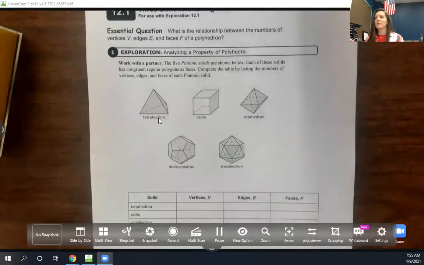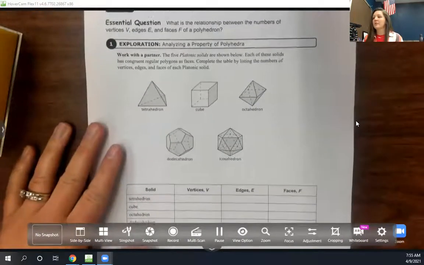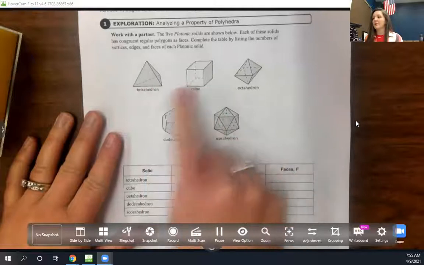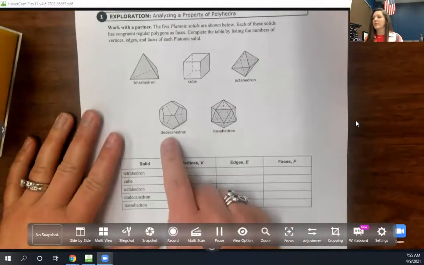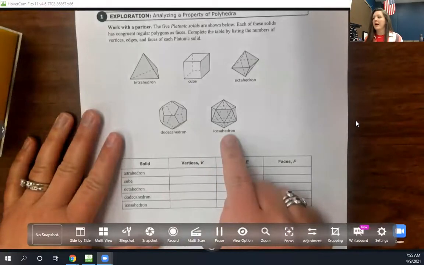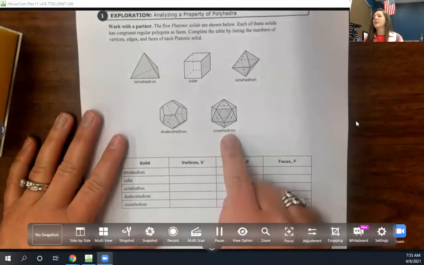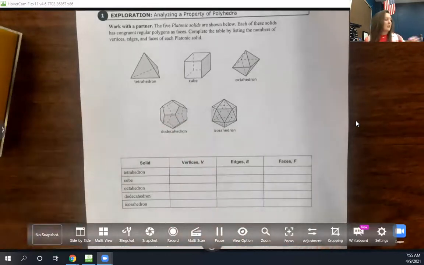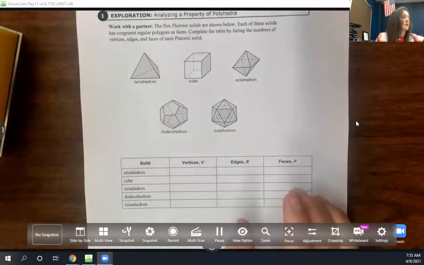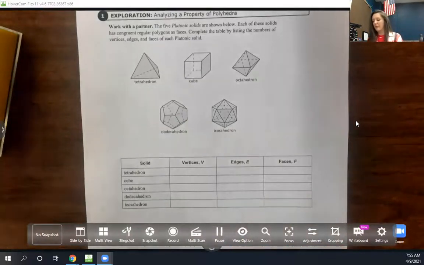Polyhedrons are three-dimensional figures. So you can see some different types of polyhedrons here: a tetrahedron, a cube, an octahedron, a dodecahedron, and an icosahedron. So these figures are named based on their faces. So I'm going to use my highlighter here and just talk about what these are.